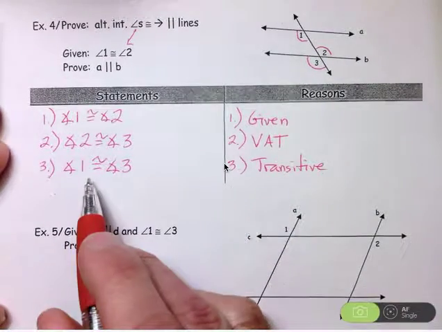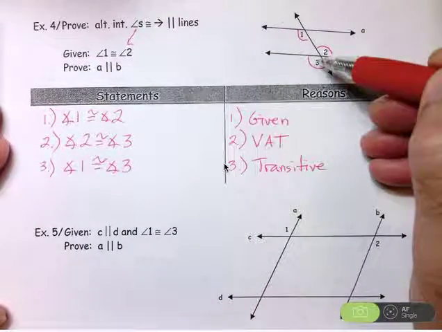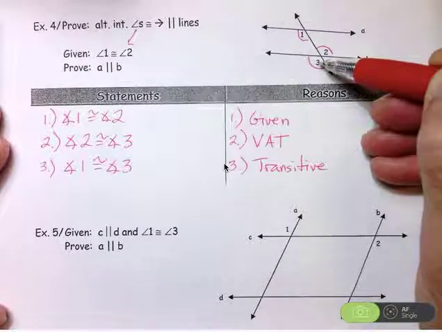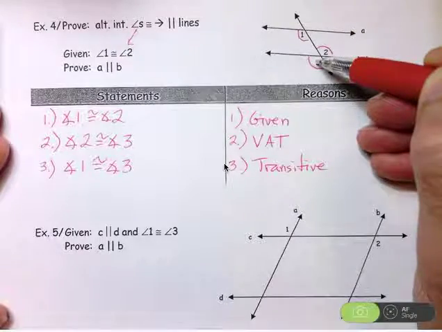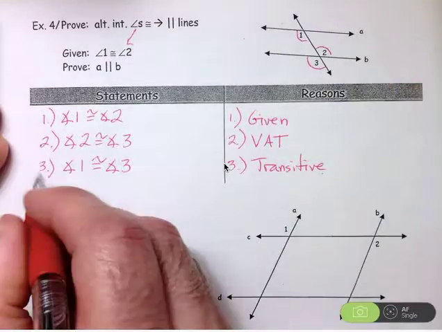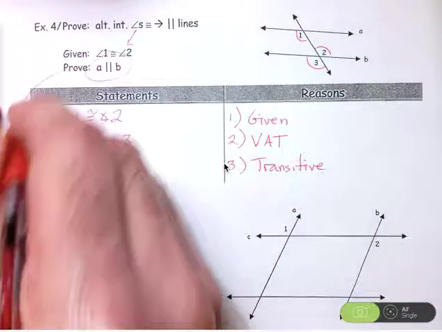Now, if you look carefully in the figure, angle 1 and angle 3 are a pair of corresponding angles that are congruent. And we have a postulate or a relationship that we didn't need to prove. If those corresponding angles are congruent, that gives me parallel lines, A and B. So I'm ready to write my proof statement. My proof statement is that A is parallel to B.